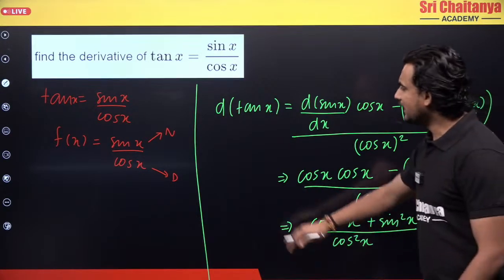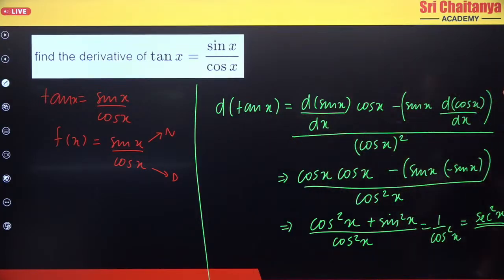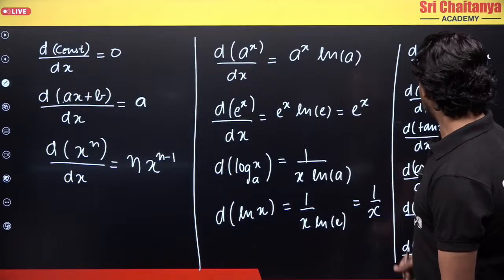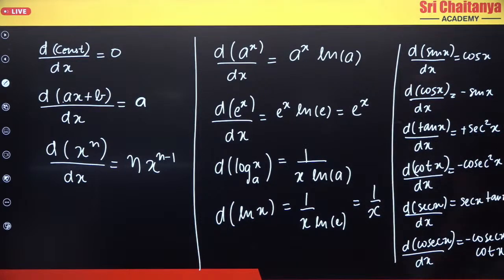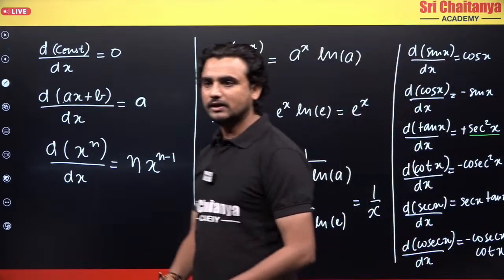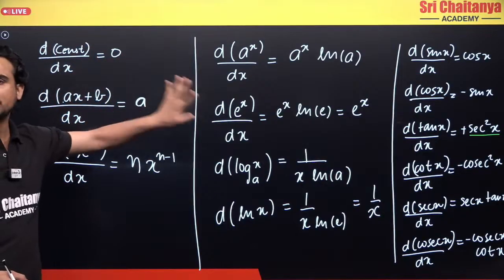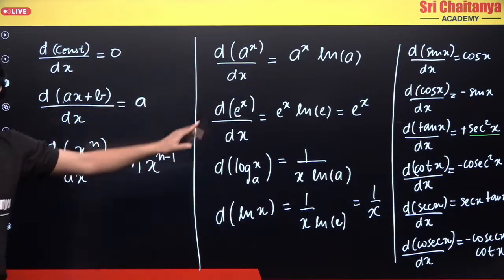So basically we are saying that differentiation of tan x is sec square x, right? And we already know this formula, that differentiation of tan x is sec square x. Yes or no? So we have proved this formula. Okay, so these are some formulas which you should know. These are very important formulas. You should know each and every formula which is written on this board.